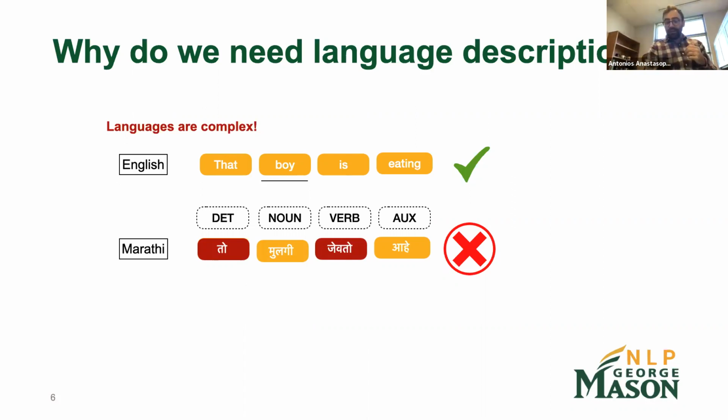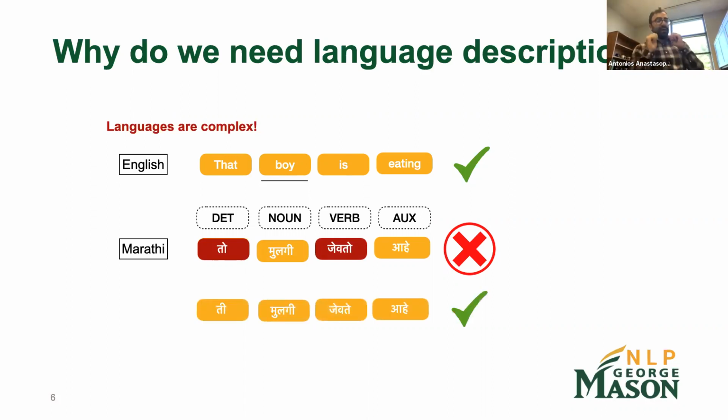Okay, so now in Marathi, you cannot do that thing that we did in English, where we substitute the word for boy, mulga, with the word for girl, which is mulgi, and get a grammatical sentence. And the reason for that is that in Marathi, the noun needs to agree with the determiner. So you need to say ti mulgi, and also with the verb. So you need to say ti mulgi gevte, as opposed to to mulga gevto, which is what you'd say for the boy, right?